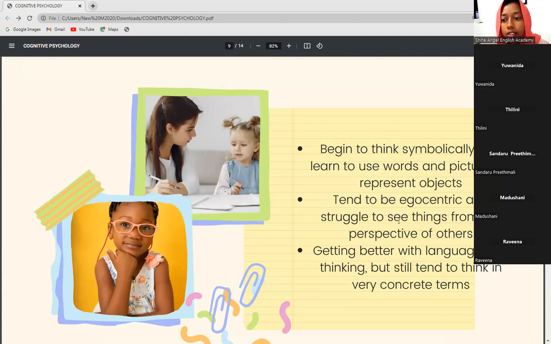They tend to be egocentric and struggle to see things from the perspective of others. Egocentric means selfish.